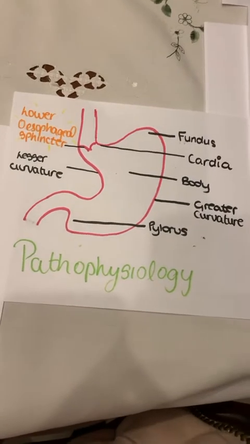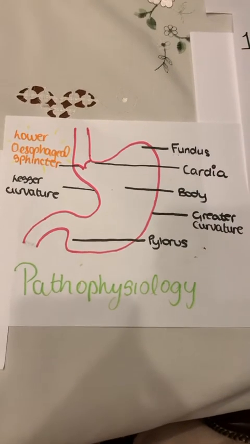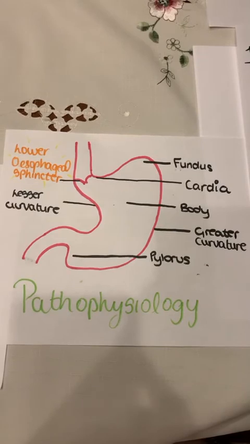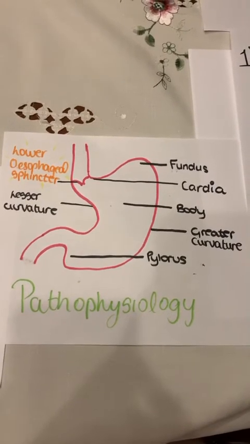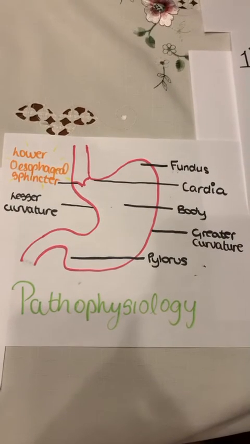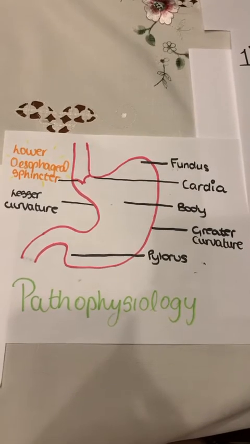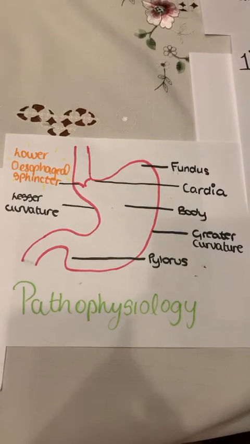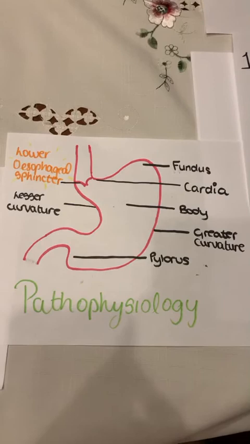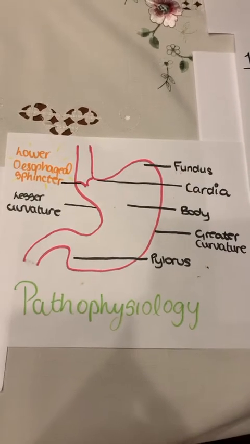The lower esophageal sphincter regulates food passage from the esophagus to the stomach. Episodes of transient lower esophageal sphincter relaxation are normal, and these can be triggered by high-fat meals, but they occur more frequently with GORD, causing reflux of gastric content into the esophagus.